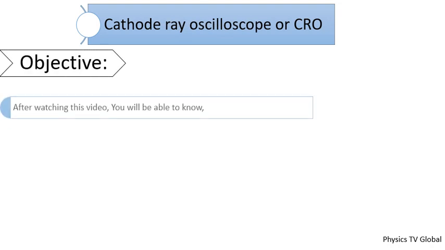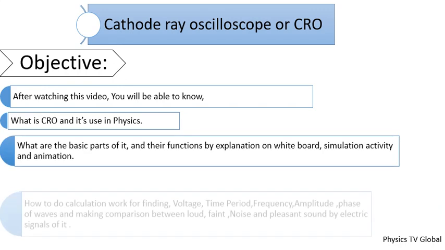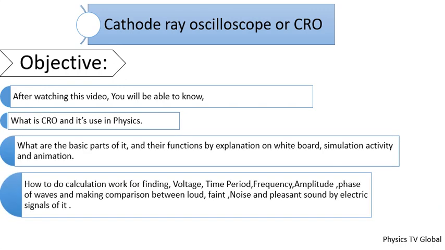Today I'm going to explain a very important topic, cathode ray oscilloscope, which is also known as CRO. I am pretty sure that after watching this video completely, without missing any part of it, you will be able to know well about cathode ray oscilloscope and its proper use in physics. And you will be able to know about each and every part of it with its function by the explanation on the whiteboard, simulated activity, and animated video.